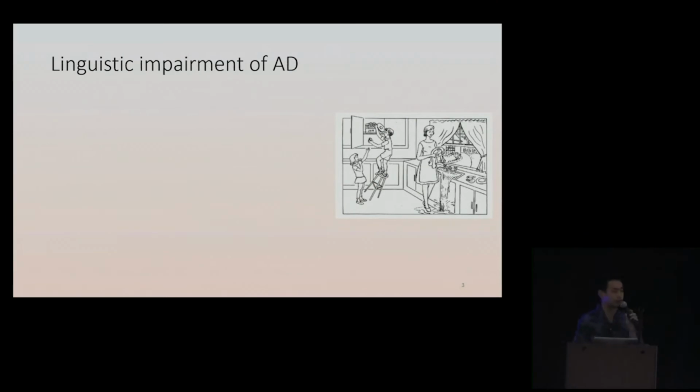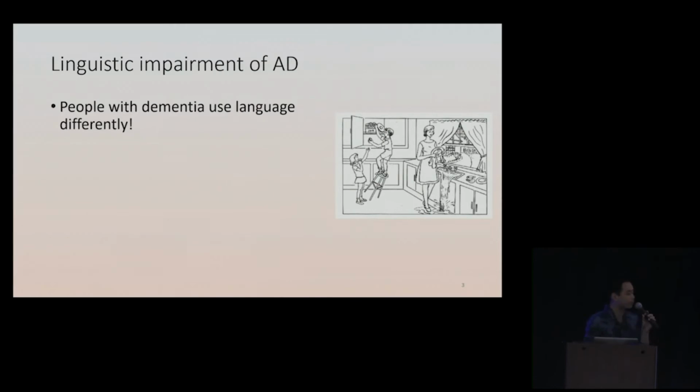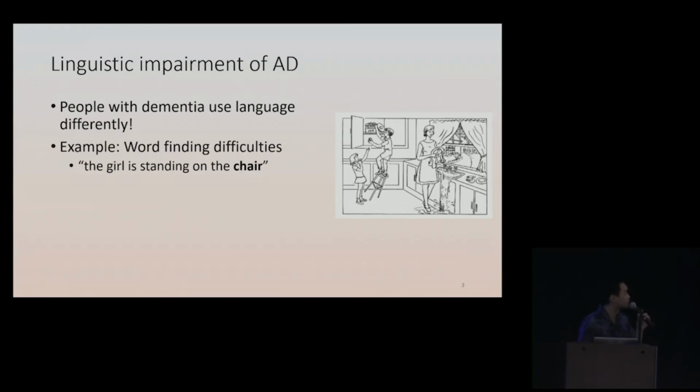So here's a picture that we use for picture description. Given this picture, you're asked to describe it in as much detail as possible. And people with dementia do this task differently from people that are healthy. For example, they have difficulty finding words. Instead of saying the girl standing on the stool, somebody with dementia might say the girl standing on the chair, because he cannot remember the word for stool. And in cases of more severe dementia, he might say the girl is standing on that thing over there.